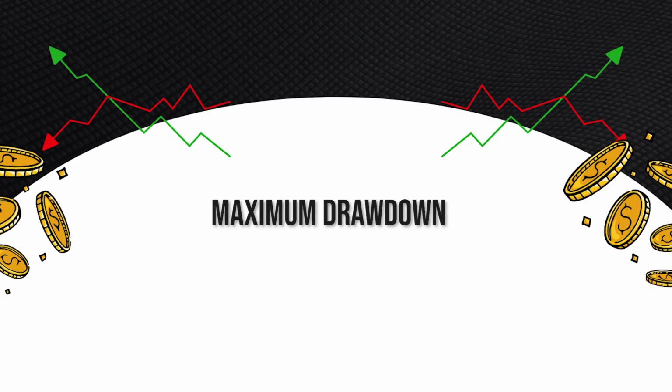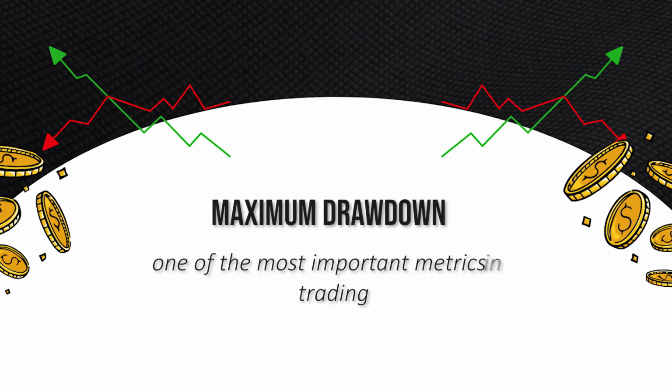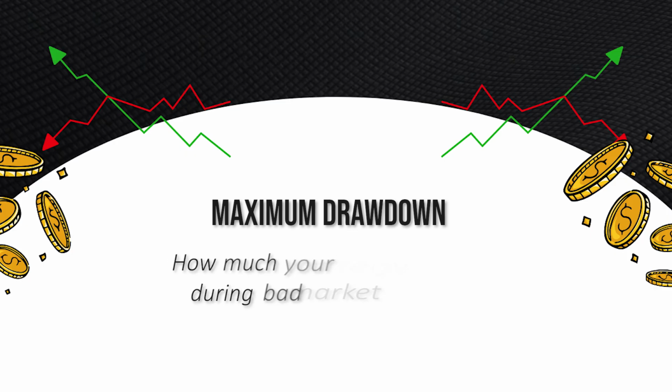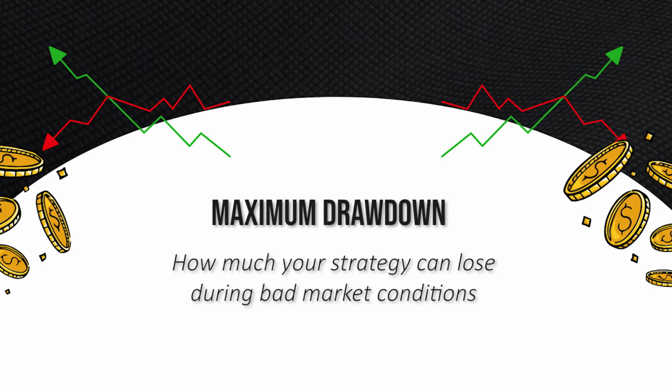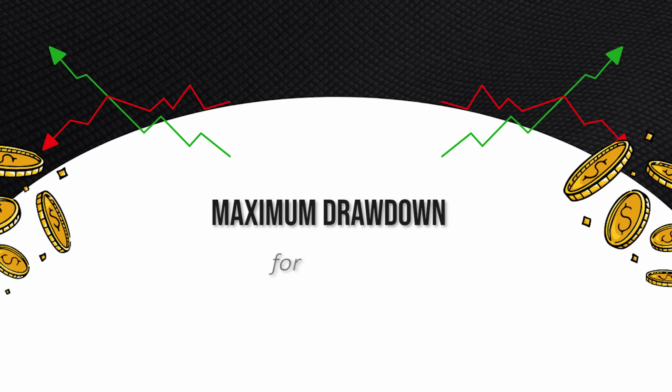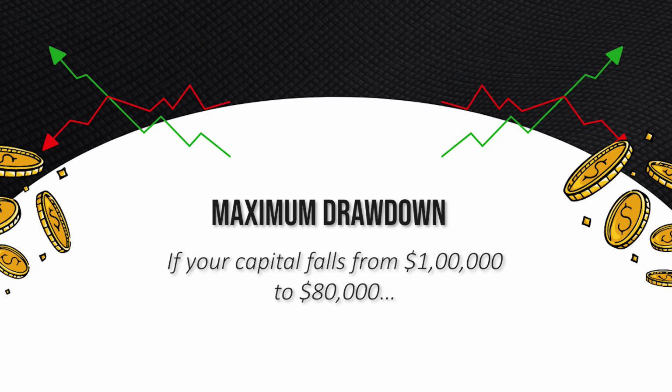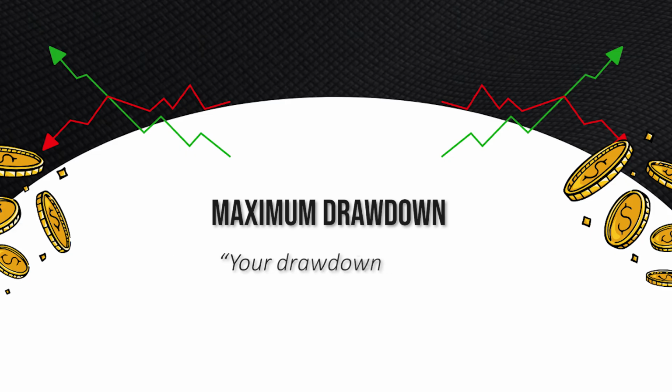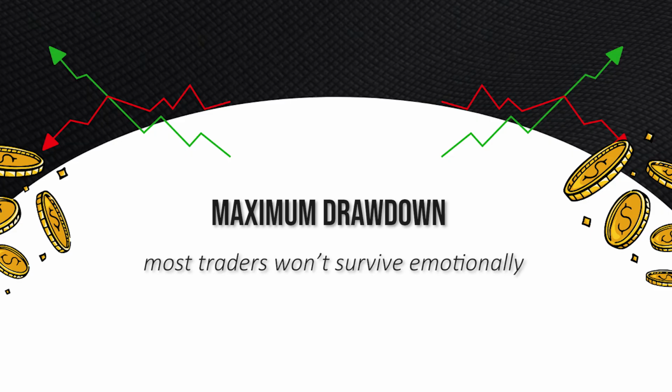Maximum drawdown is one of the most important metrics in trading. It tells us how much your strategy can lose during bad market conditions. For example, if your capital falls from $100,000 to $80,000, your drawdown is 20%. A strategy may look profitable, but if the drawdown is too high, most traders won't survive emotionally.